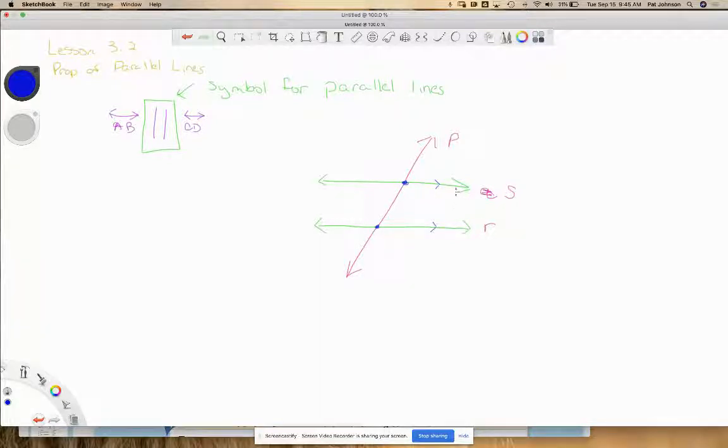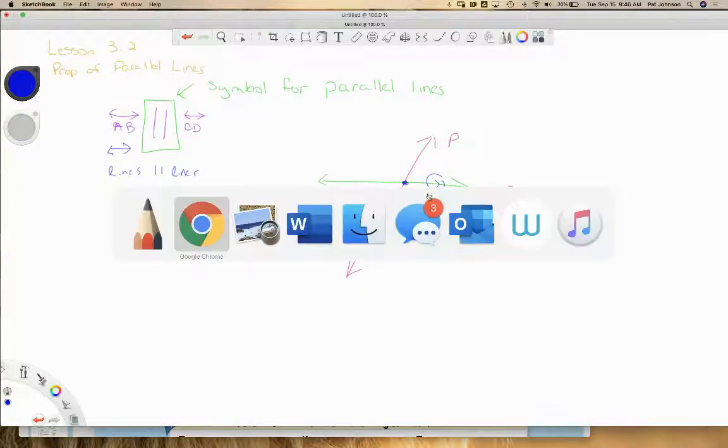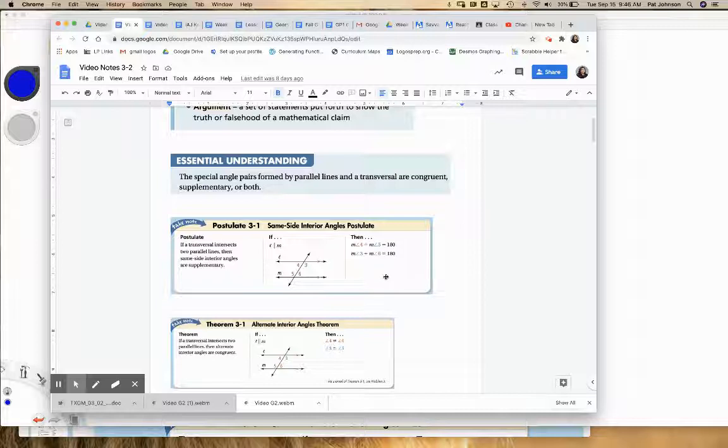If they don't tell you that line S is parallel to line R, or they don't show you these little symbols, you cannot assume and use these postulates to show that they are parallel. That's really important. Note that somewhere in your notes, because I could give you a problem and ask you for information, and if you aren't given that the lines are parallel, you cannot use these postulates to find those. You can't assume. You never assume.